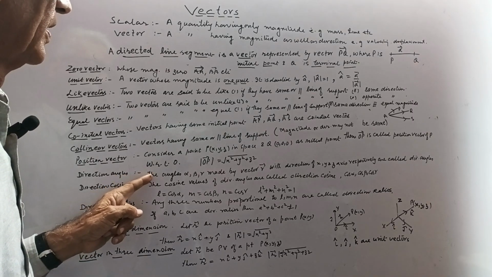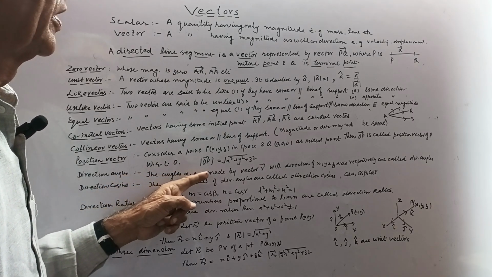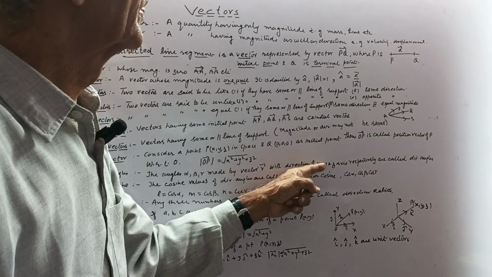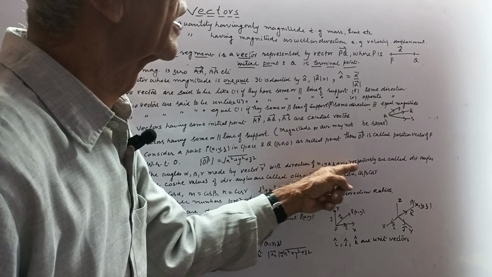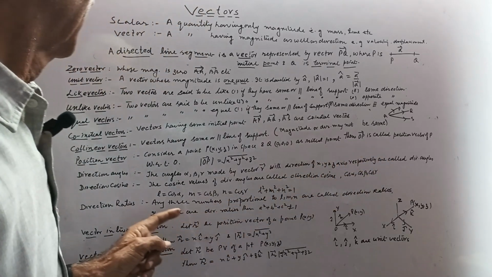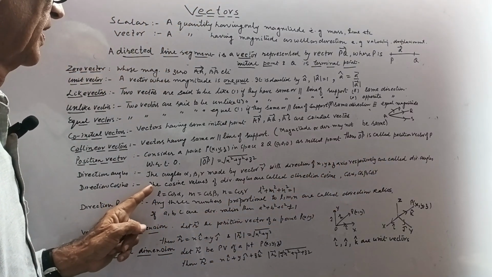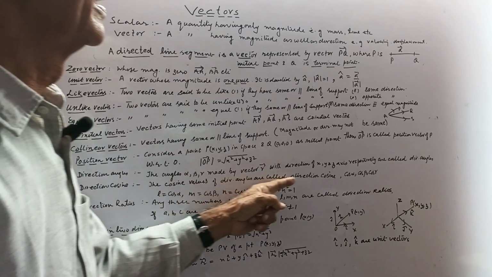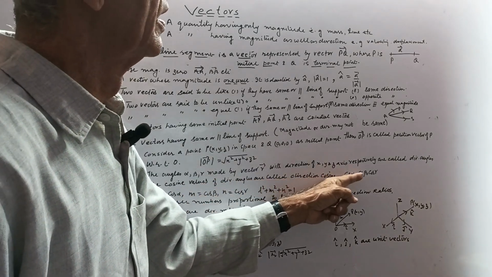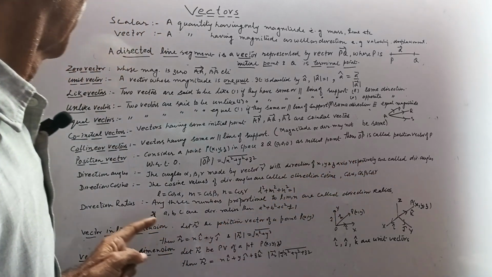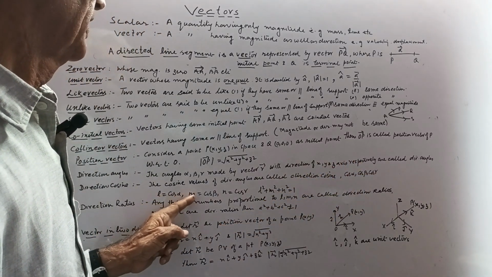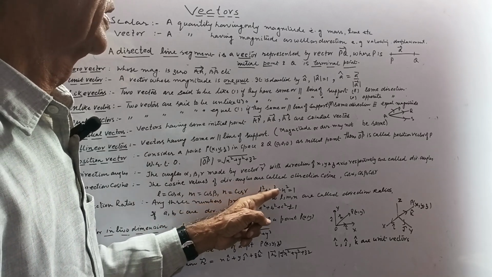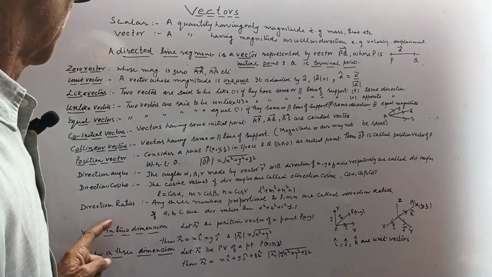Direction angles: the angles alpha, beta, gamma made by vector R with the direction of X, Y and Z axis respectively are called direction angles. Direction cosines: the cosine values of direction angles are called direction cosines. Cos alpha, cos beta, cos gamma. L is equal to cos alpha, M is equal to cos beta, N is equal to cos gamma. L square plus M square plus N square is equal to 1.